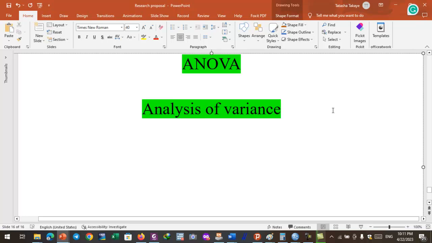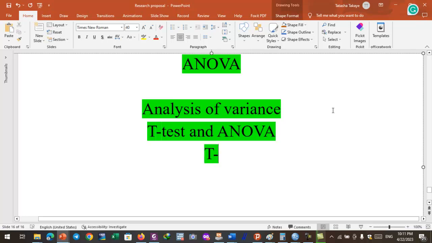Okay, let me make a comparison: t-test and analysis of variance, or ANOVA. The t-test serves the same purpose of finding out whether or not there is a mean difference between groups. But in the case of the t-test, the number of groups is limited to just two groups.